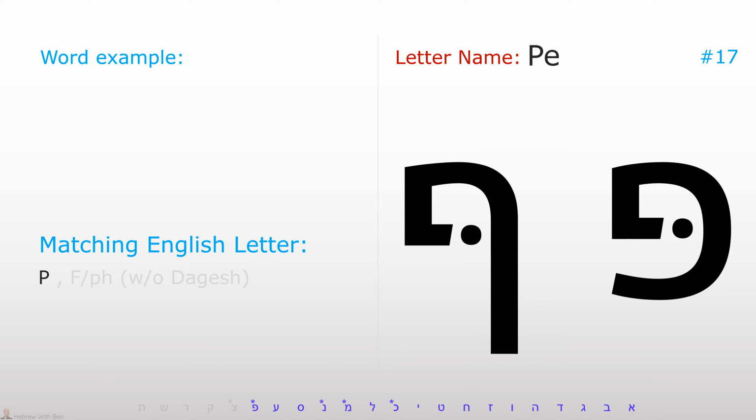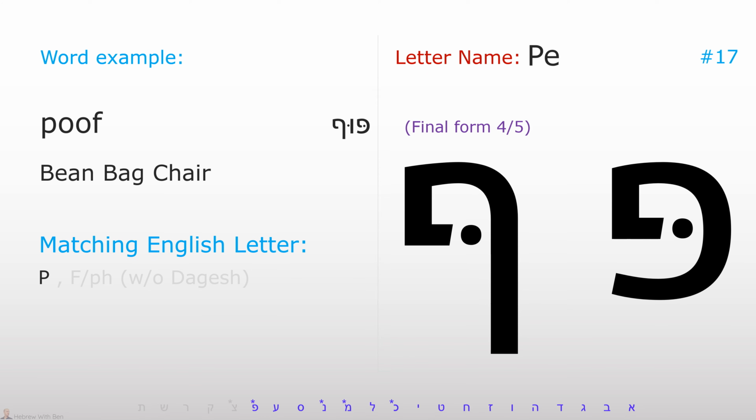Next, we have Pe. Pe matches the letter P. Pe can also come without a dagesh, and then it sounds like an F or the combination of P and H. In the word on the screen, you can see the letter with the dagesh and also the final letter without the dagesh. You can hear the sound of both letters. Puf.